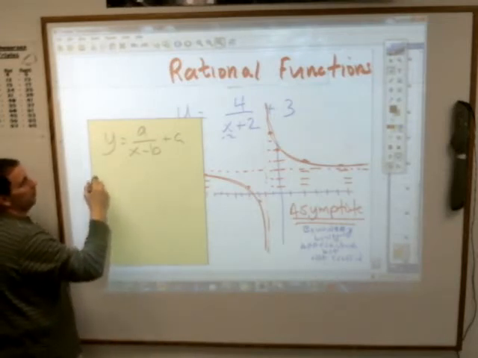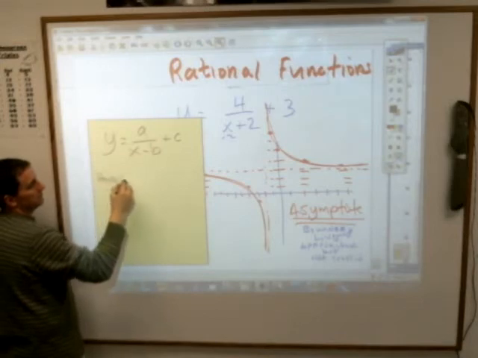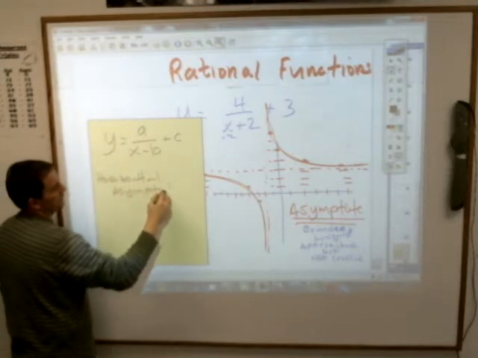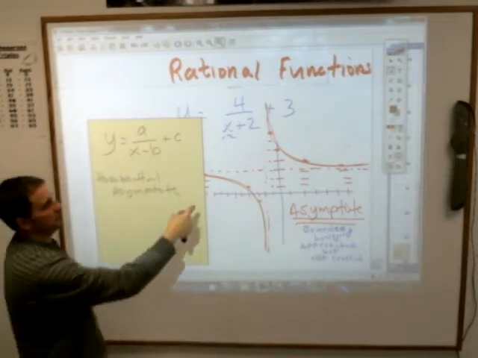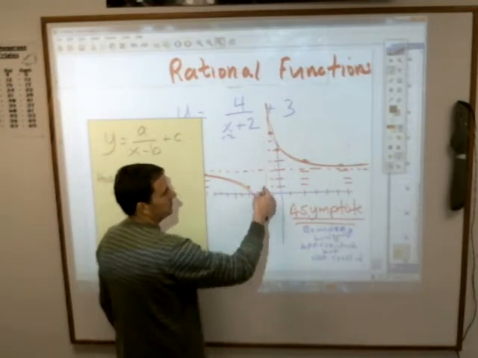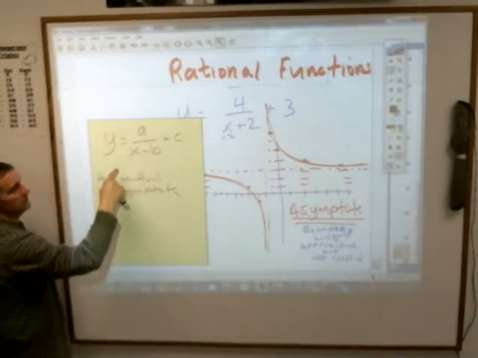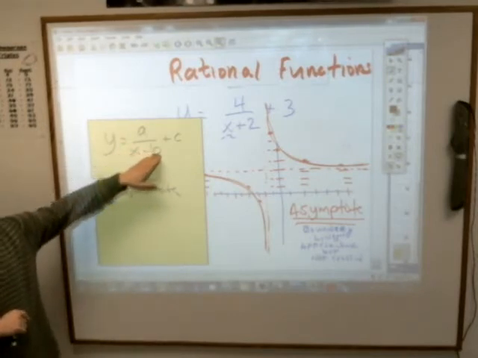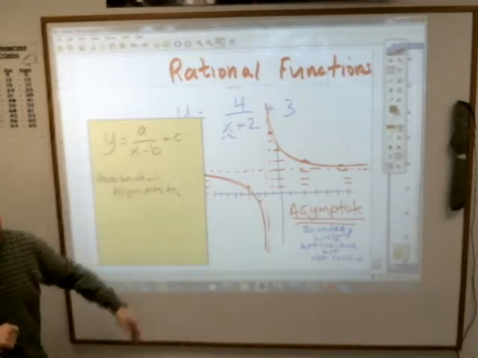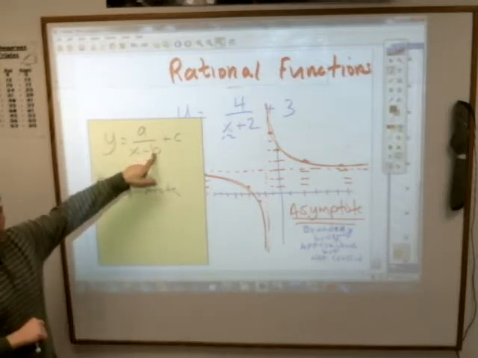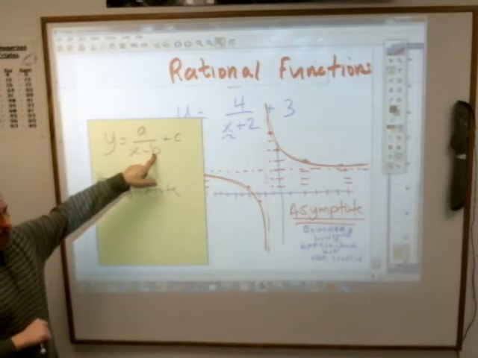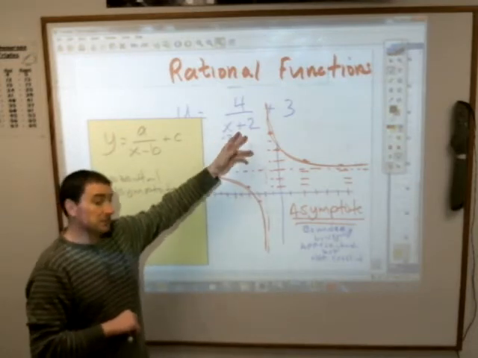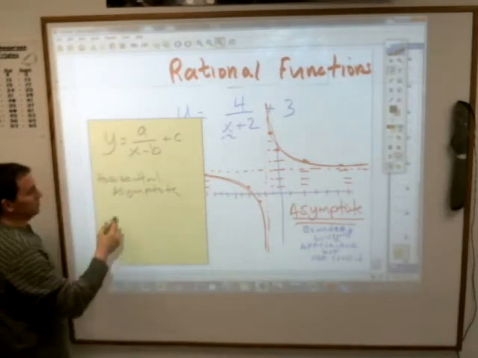The vertical asymptote, which is this one here, is always going to be where x makes the denominator of that fraction 0. Which means it's always going to be whatever's opposite of the letter b. In this case, the letter b was positive 2, so it would be negative 2, because negative 2 plus a positive 2 gives you a 0. So you have to think about that.